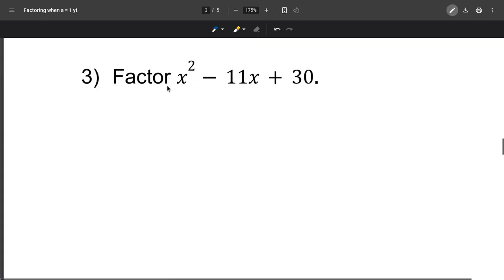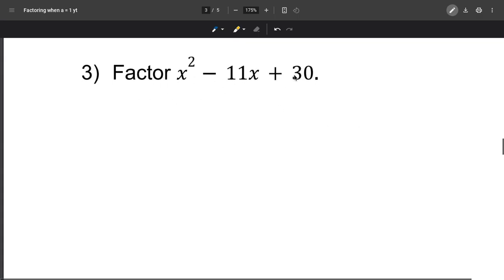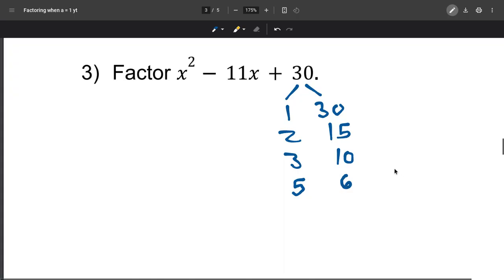Okay, let's try another. All right, this next problem, I'm going to factor x squared minus 11x plus 30. So I'm going to list my factor pairs of 30 to start. So I can multiply 1 by 30. I can multiply 2 by 15. I can multiply 3 by 10. I can't multiply anything by 4 to get 30, but I could do 5 times 6. Okay, and I believe that's it for the positives.